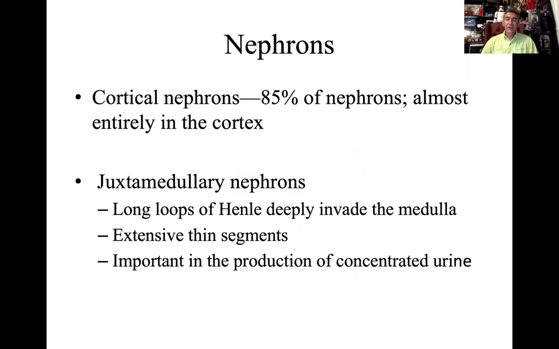So most of the nephrons, about 85% of them, are cortical nephrons. They sit at the junction of the cortex, with the loop of Henle going down into the medulla. There are different types of nephrons, a smaller number. We call them juxtamedullary nephrons. They're going to protrude very deep down into the medulla there, right?